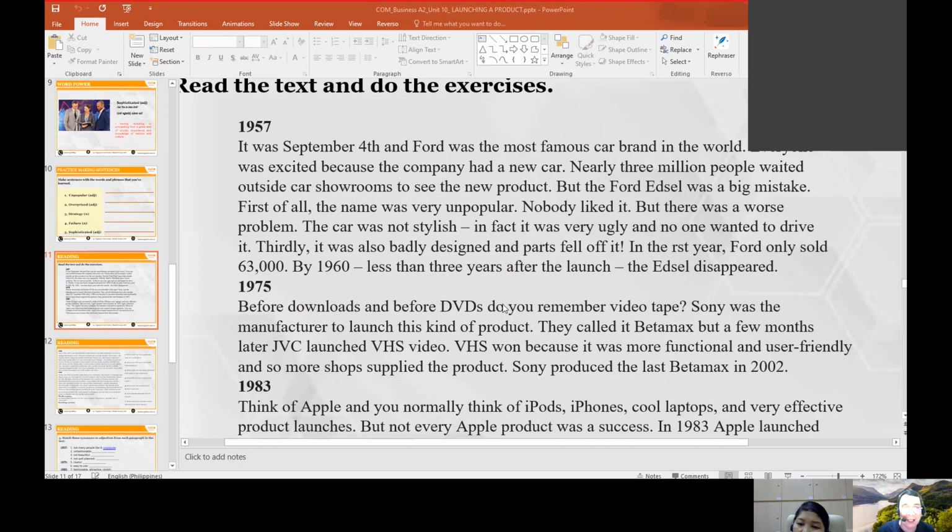Now, what was the product that they launched in 1957?